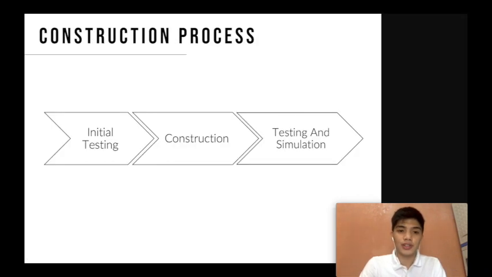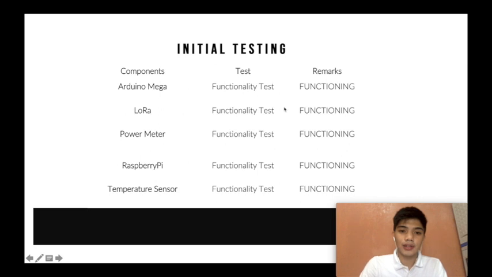This is the construction process. We have 3 major processes in the construction. The first one is the initial testing, the next one is the construction, and the last one is the testing and simulation. Under initial testing, we have functionality tests for Arduino, LoRa, power meter, Raspberry Pi, and temperature sensor. Since most of our components were bought online, we have to know whether they are functioning or not.